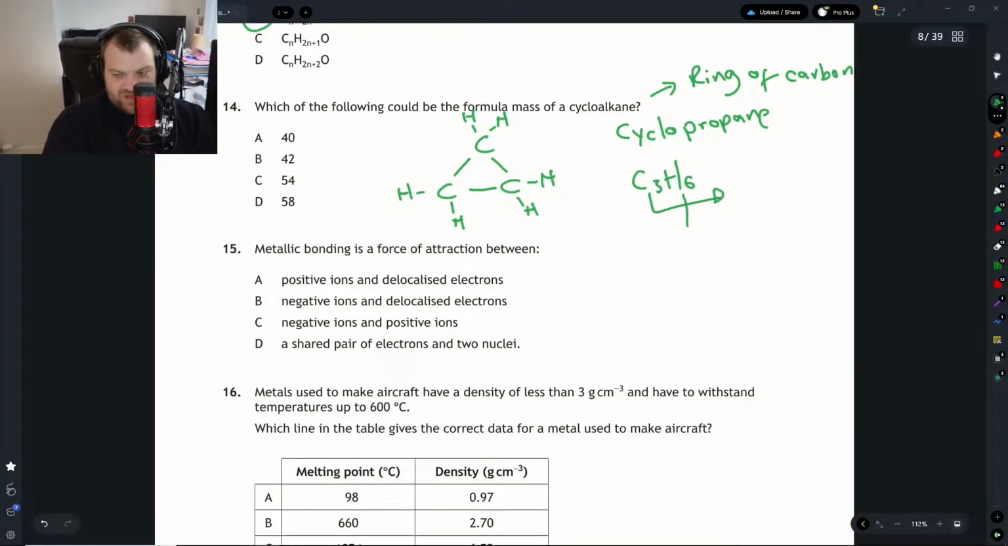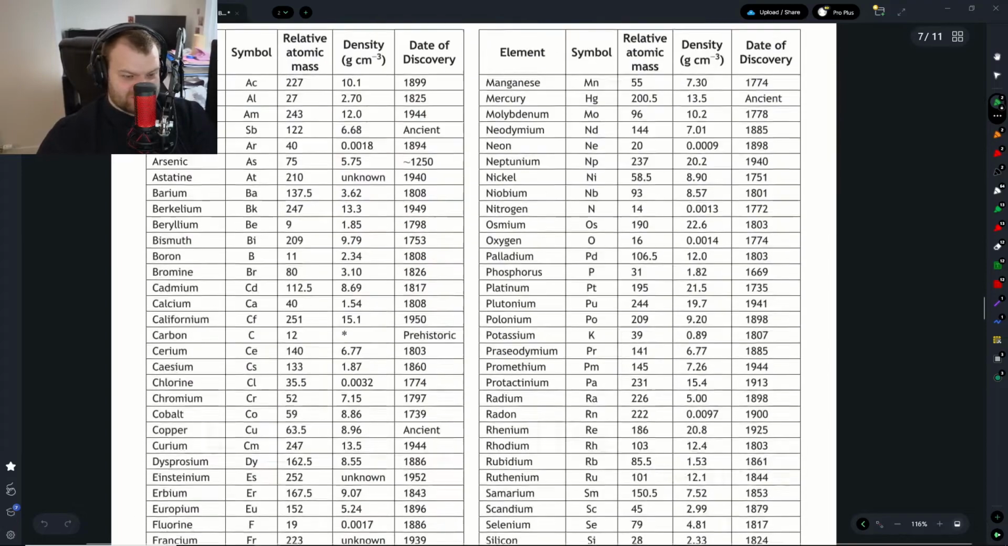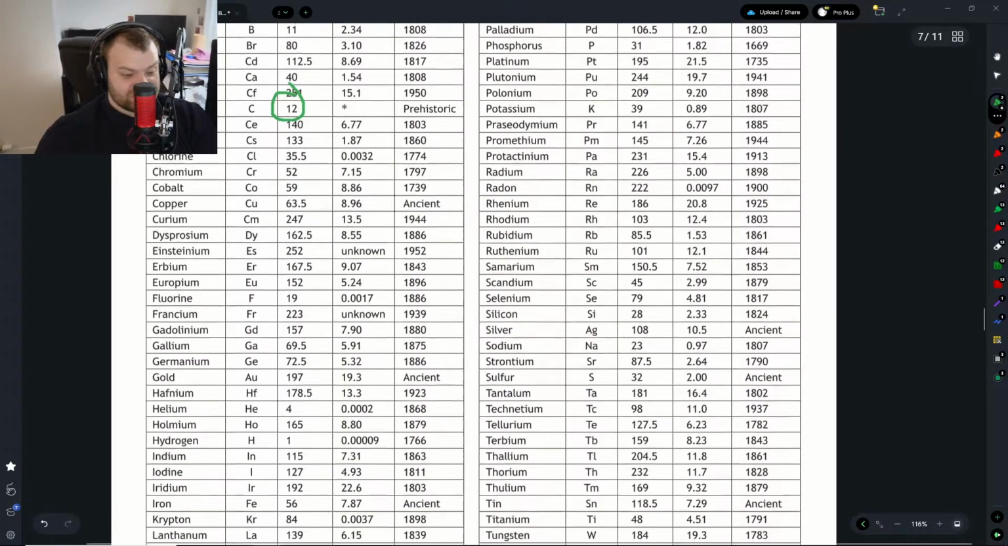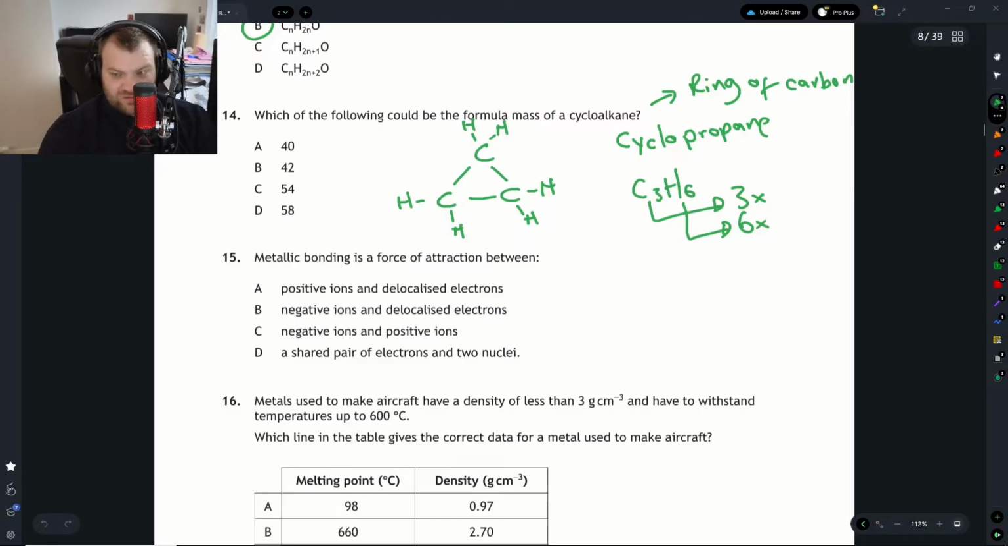We then want to see how heavy these are. We have 3 carbons. We have 6 hydrogens. We'll double check what the masses are. Carbon is 12. Hydrogen, hiding down here, is 1. We have 3 times 12, which would be 36. 6 times 1, which is 6. Give you an answer of 42. That is an option for what we've got, therefore it's a correct answer.